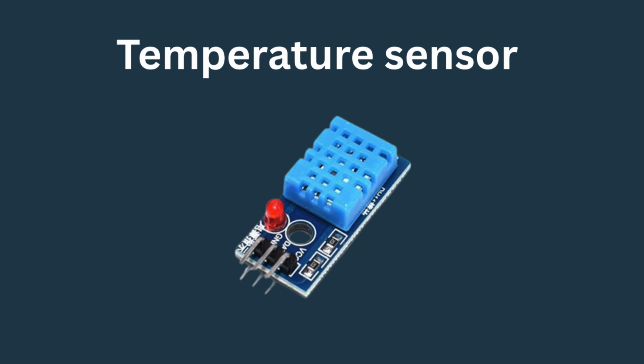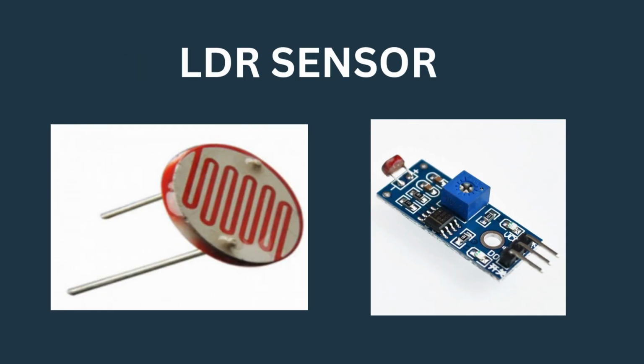The sensor has a three-pin configuration: VCC, ground, and out pin. VCC is the power pin, the ground pin is connected to ground, and the data pin sends the temperature reading to the microcontroller. Temperature sensors are used in weather stations, refrigerators, AC systems, industrial machines, greenhouses, weather monitoring, and home automation systems.